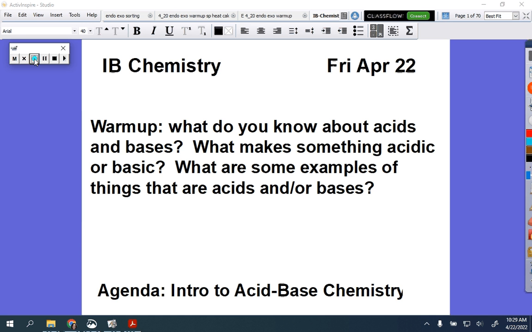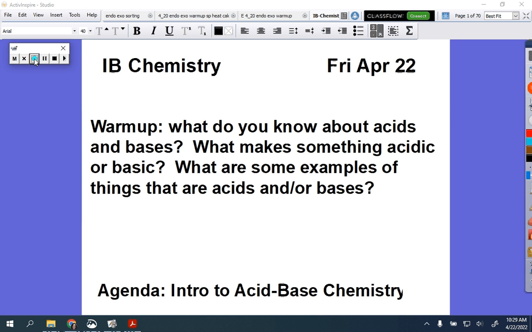Yes, so very basic or very acidic substances can be toxic, damaging. We'll also talk about the difference between strength and concentration. Both of those things can play into how potentially harmful an acid or a base could be.